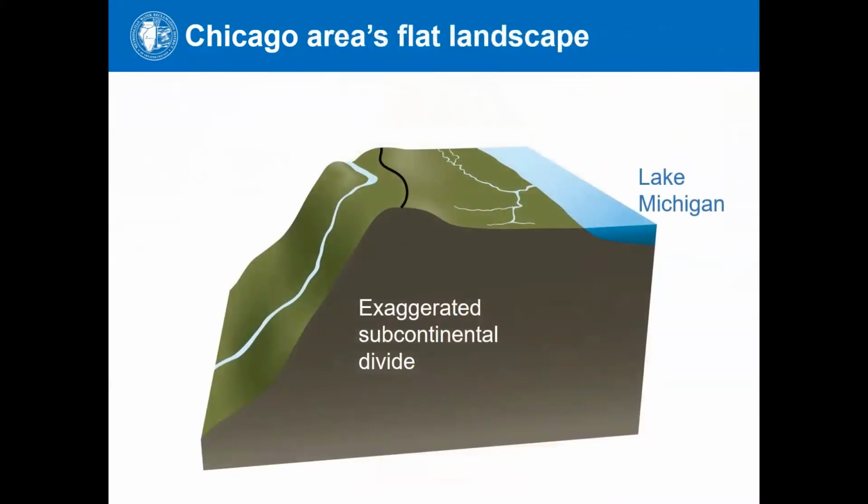The divide actually separates the Great Lakes watershed from the Mississippi watershed, meaning that everything east of it flows to the Great Lakes, and everything west of it flows all the way to the Mississippi and ultimately into the Gulf of Mexico. Some municipalities are built on land that was formerly lakes and marshes, and as a result, drainage is a constant struggle for the Chicago area because of the natural tendency of the landscape to flood.